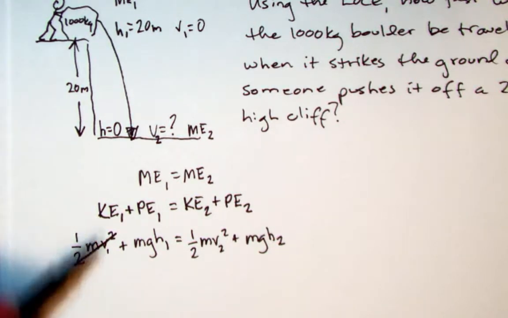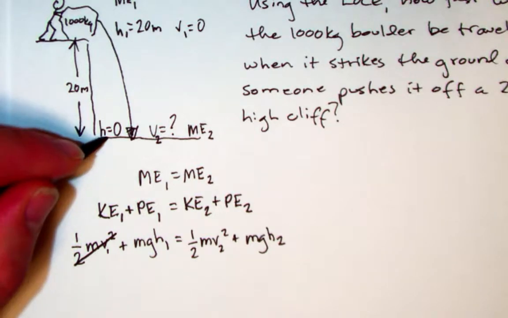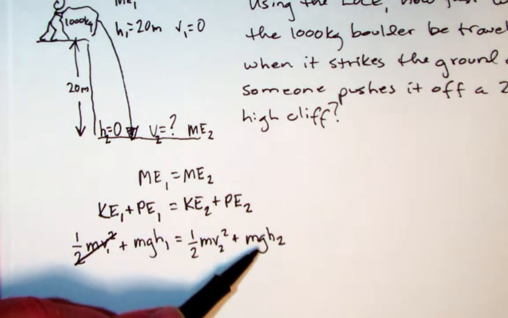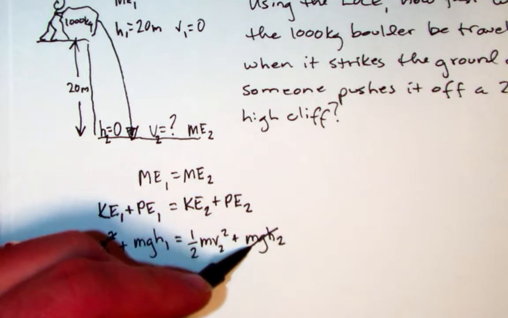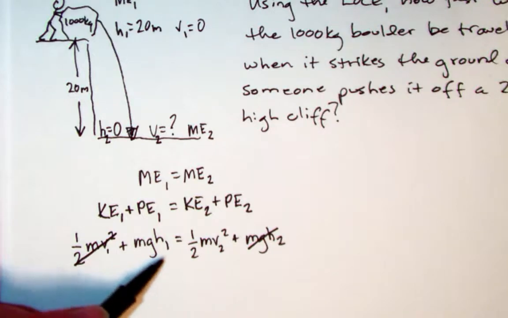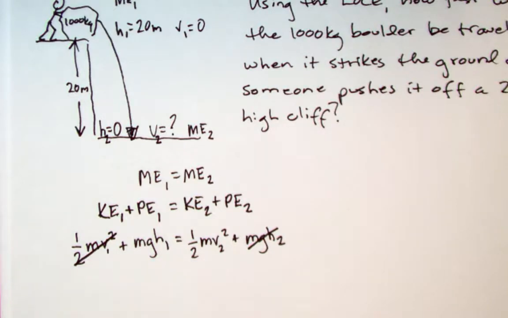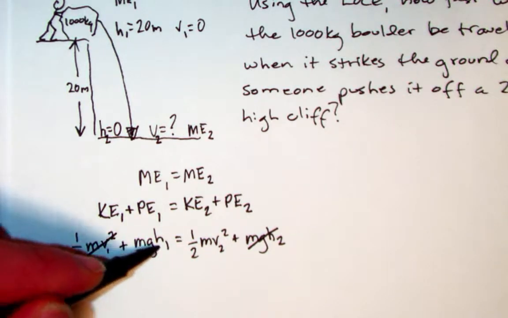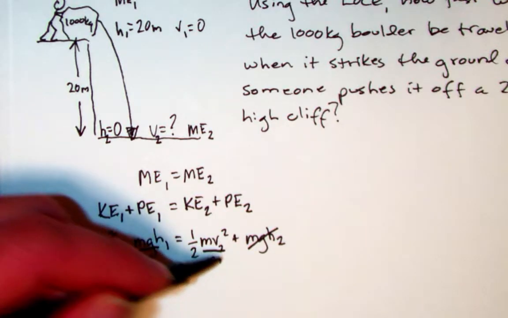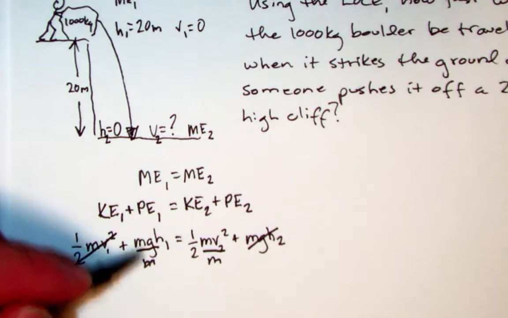And our second height, h2, is also 0. So this whole term over here cancels out as well. So what I'm left with is mgh1 equals 1/2 mv2 squared. But notice I have a mass in both of those terms. If I divide both sides by m, which I'm allowed to do, those masses just cancel out.